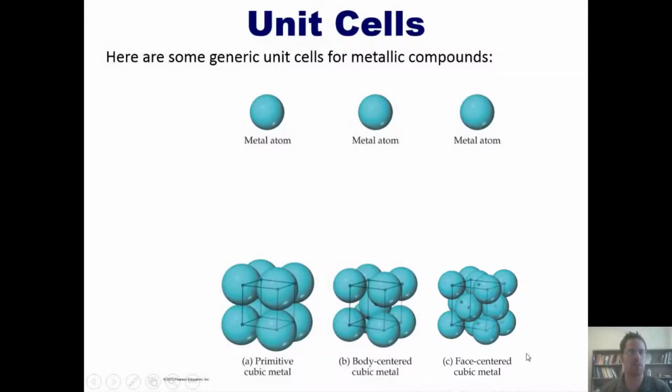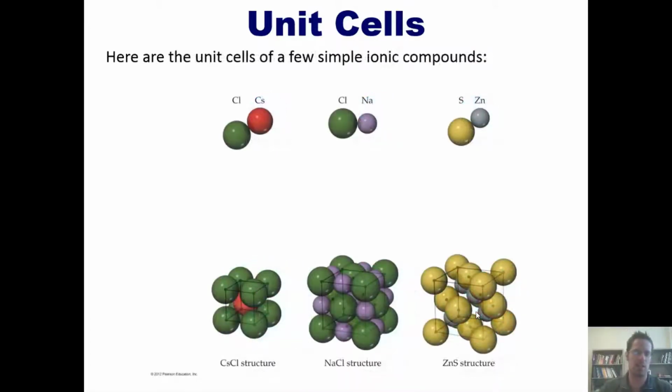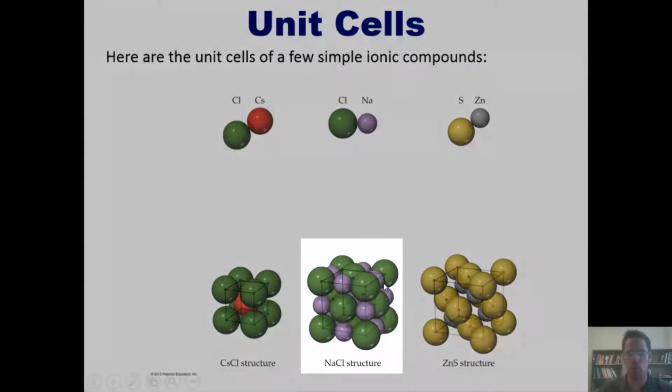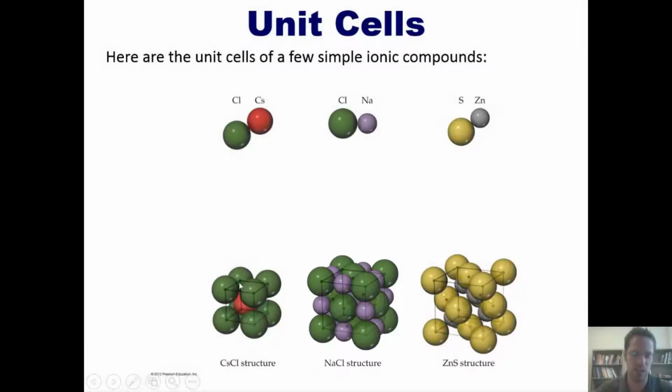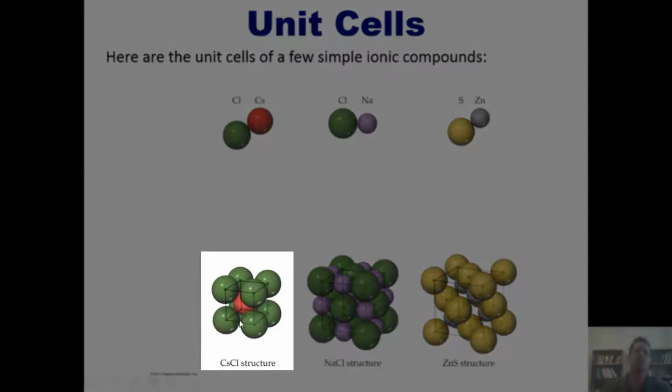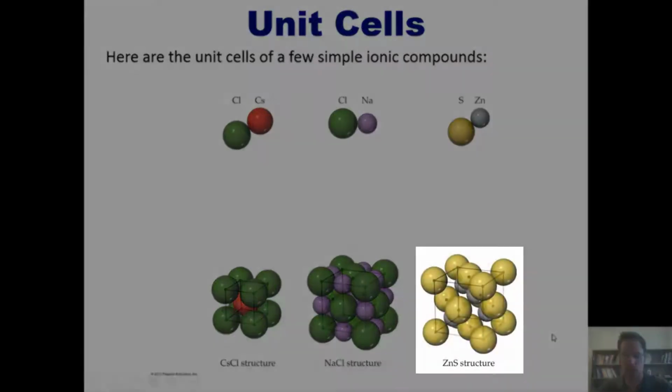If you'd like to, you can pause the video now and look closely at each of these to compare the similarities and differences between them. Here are some generic unit cells for simple ionic compounds. We've already seen that for sodium chloride, which looks a little bit more complicated than the one shown here to the left, which is cesium chloride. Cesium chloride's individual unit cell looks much like the body-centered cubic unit cell that we see in some metals. Zinc chloride's structure is a little bit more exotic and shown here.